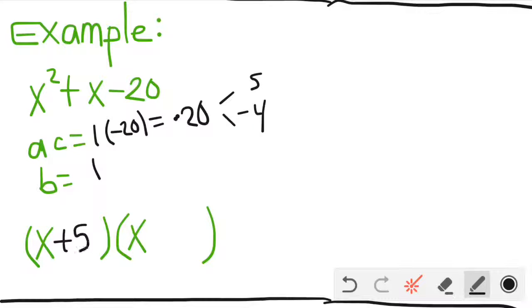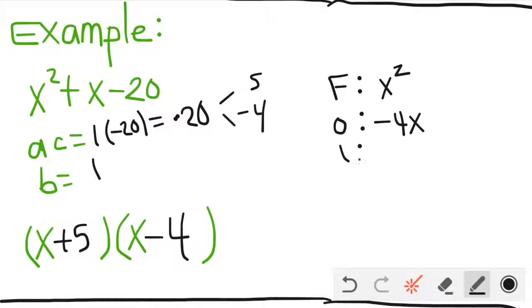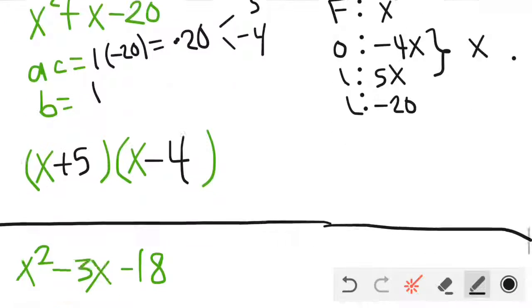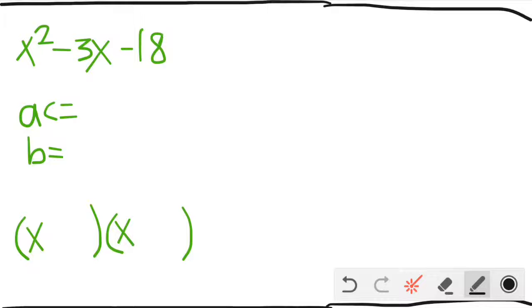So I'll go ahead and note them down here, an x plus 5 and an x minus 4. If you were to check, our first term is x squared, our outer term is negative 4x, inner a positive 5x, and a negative 20, where the sum of the middle terms must add up to x. And that's how you can check if you factored correctly. Let's take a look at another example.